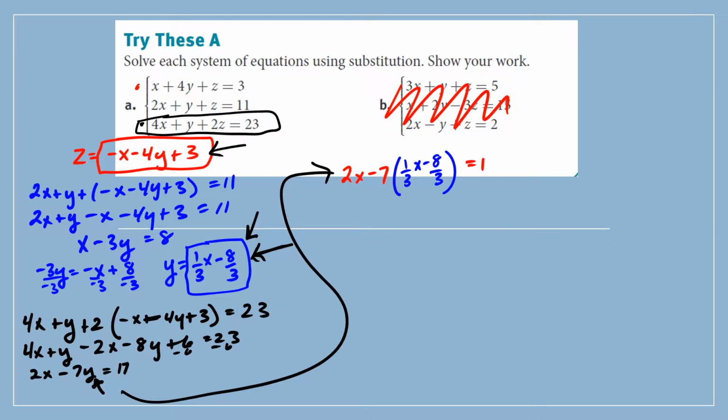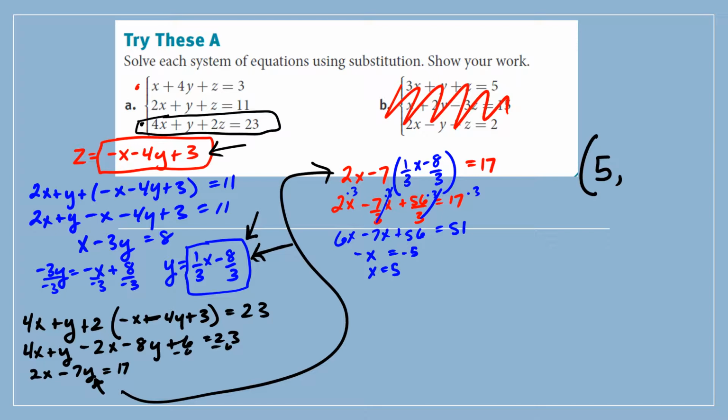Equals 17. Okay, so that would give us 2x minus 7/3 x plus 56/3 equals 17. Now I'm going to multiply everything by 3 to get rid of those fractions. So that would give me 6x, this one cancels out, minus 7x plus 56 equals 51. So negative x equals minus 56 on both sides, negative 5. So x equals 5. All right, so I have one part of my answer already.